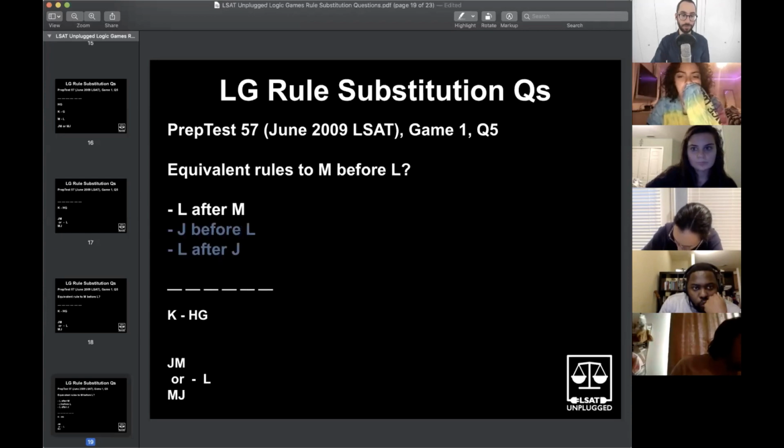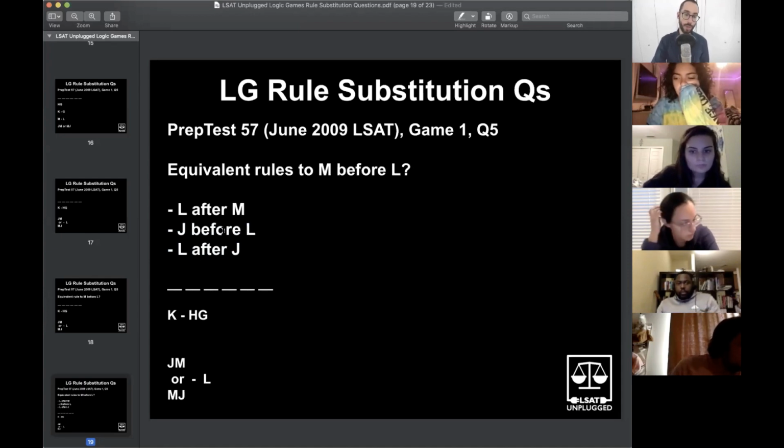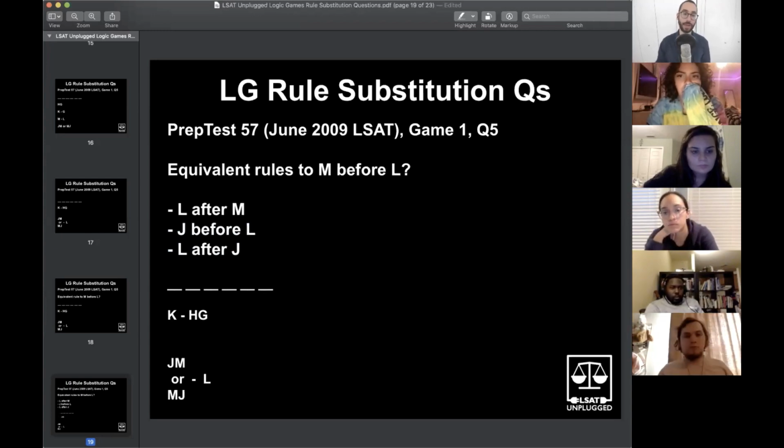These two mean the same thing. They just look different, kind of like how L after M is the same as M before L. So either one of these two would be a pretty good candidate. And of course, so that is the answer, in fact. Relating J before L, L after J, same thing.